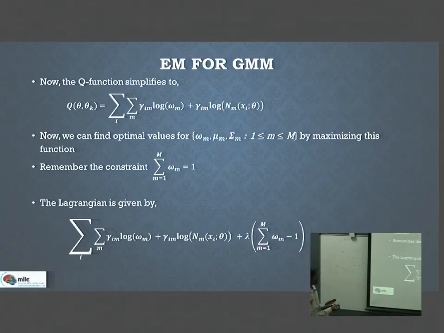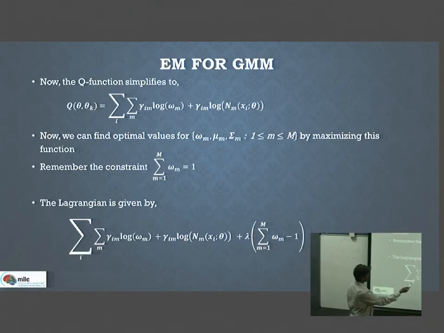Now, we have to differentiate this function with respect to the parameters you have, omega_m, mu_m, and sigma_m, and set it to 0. But we can't directly differentiate it because it is bounded by a constraint, such that all the mixture weights should sum to 1. So this is a constrained optimization problem.